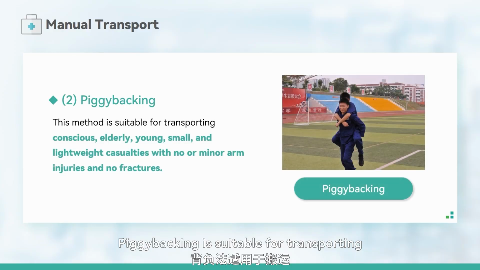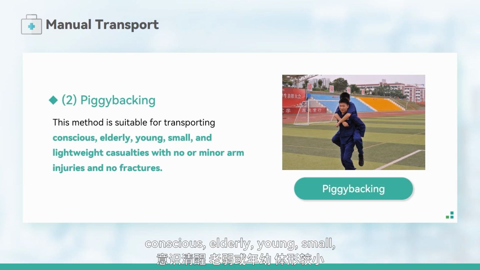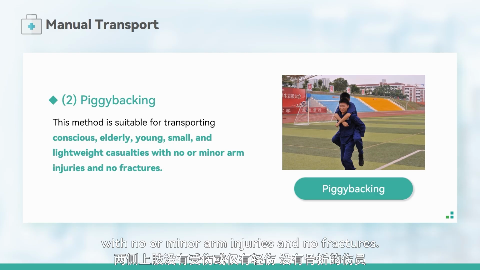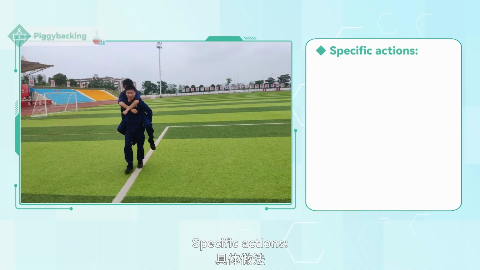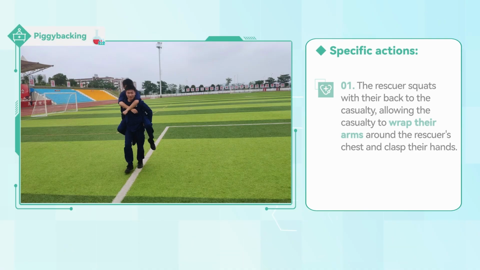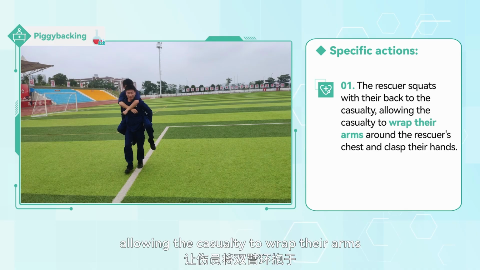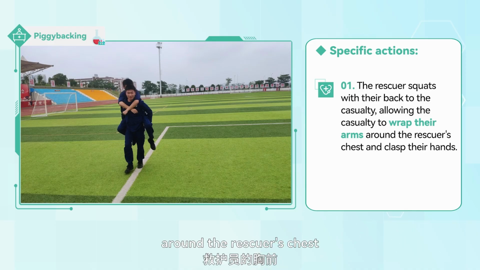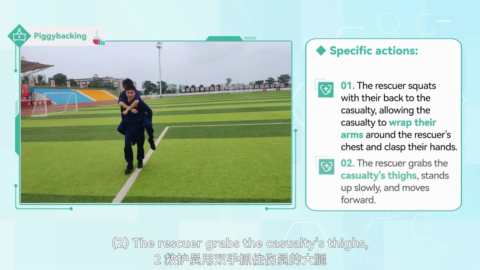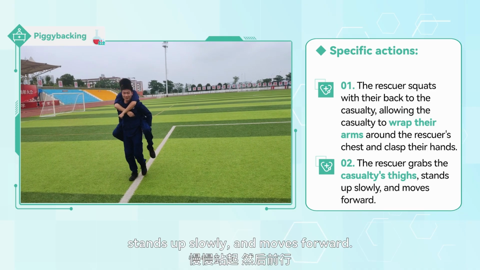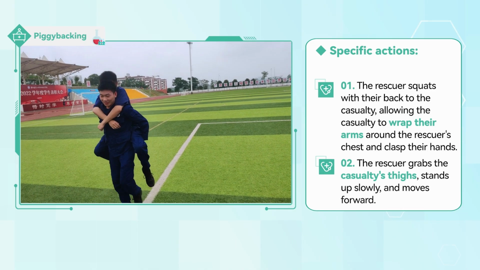Piggybacking is suitable for transporting conscious, elderly, young, small, and lightweight casualties with no or minor arm injuries and no fractures. Specific actions. 1. The rescuer squats with their back to the casualty, allowing the casualty to wrap their arms around the rescuer's chest and clasp their hands. 2. The rescuer grabs the casualty's thighs, stands up slowly, and moves forward.